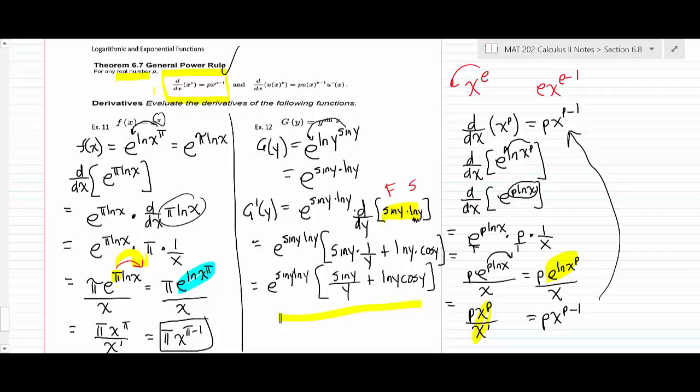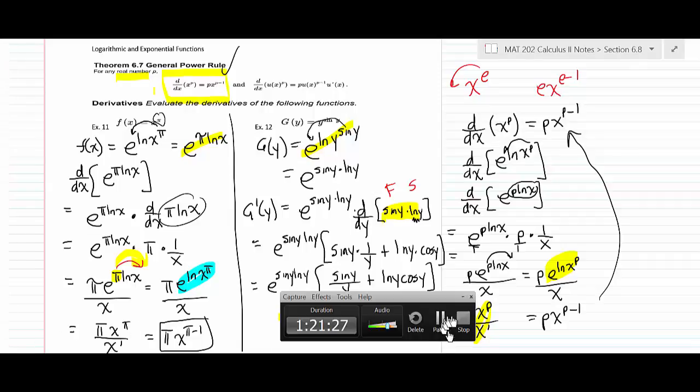Do you guys see the difference between example 11 and example 12? Example 11 is a piece of cake. You can do that simple rule on it. This one you can't do that rule on. It's a little bit more involved. So my recommendation is, if you ever forget on this, just learn to rewrite these things in terms of exponentials. To me, that's the whole key.